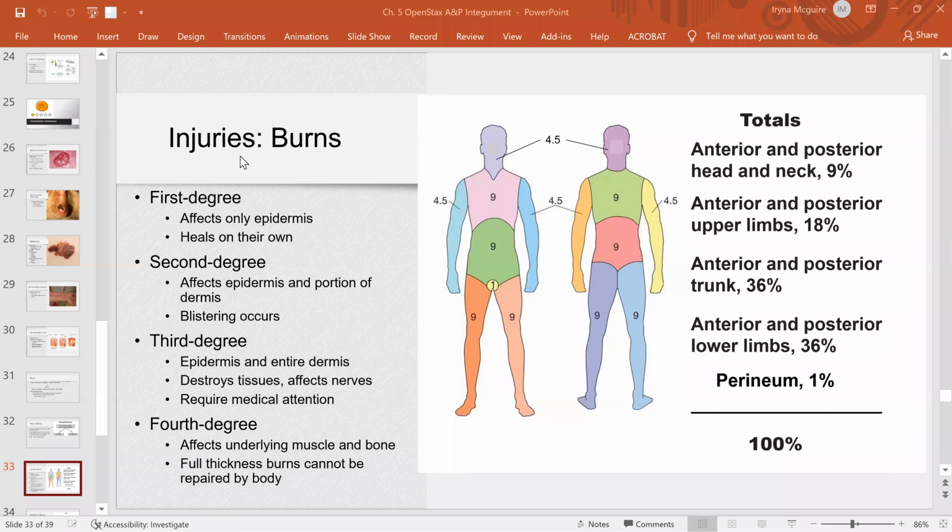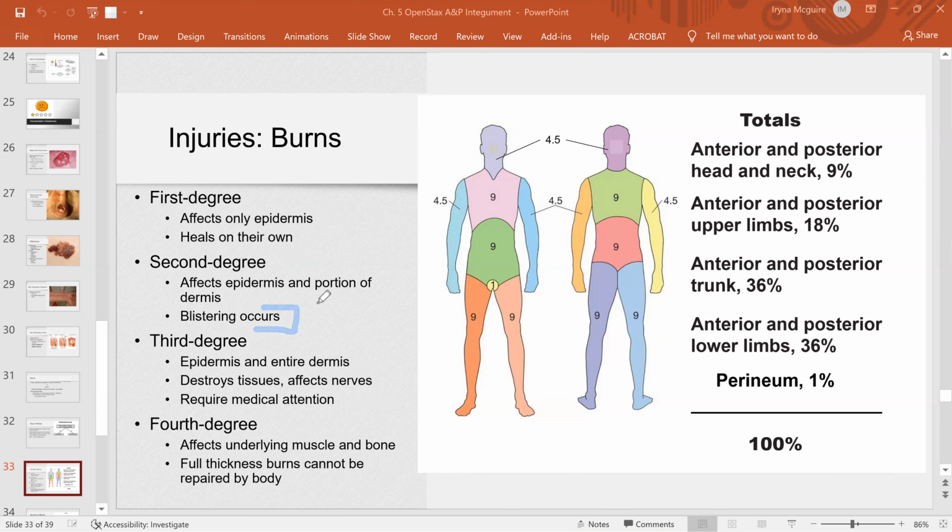Now, we also have different degrees of burns: first degree, second degree, third degree. And in many resources, you will only see first, second, and third. But I like to add the fourth degree because it does make sense to me. So the first degree affects only epidermis. I want to remind you, epidermis is the most superficial part of your skin, and it heals on its own. It doesn't require medical attention, really. Second degree affects epidermis and a portion of dermis, and this is where blisters occur.